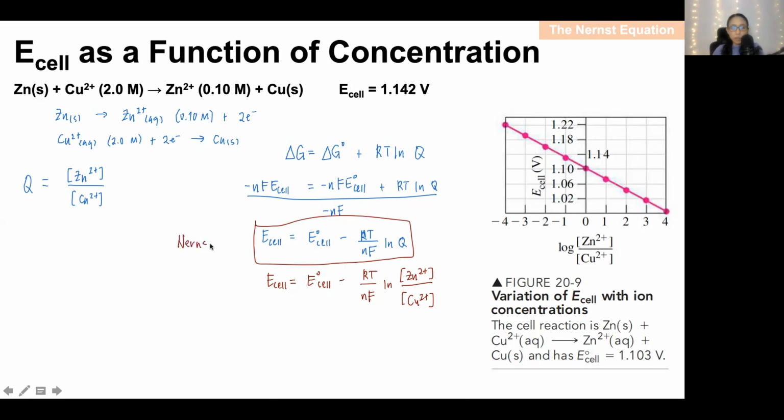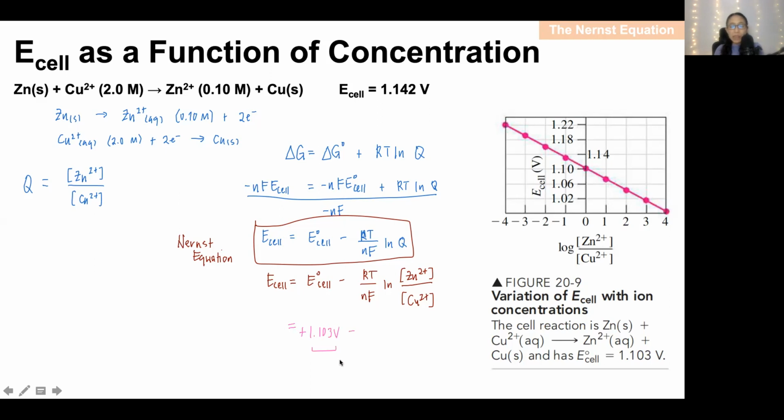And the Nernst equation gives us the relationship or the dependence of your non-standard state cell potential to the concentrations of your ions involved in the redox reaction. So again, you have the Nernst equation here. So for example, class, for this particular cell, with the given concentrations, we can compute for the cell potential. So again, your standard cell potential is positive 1.103 volts.